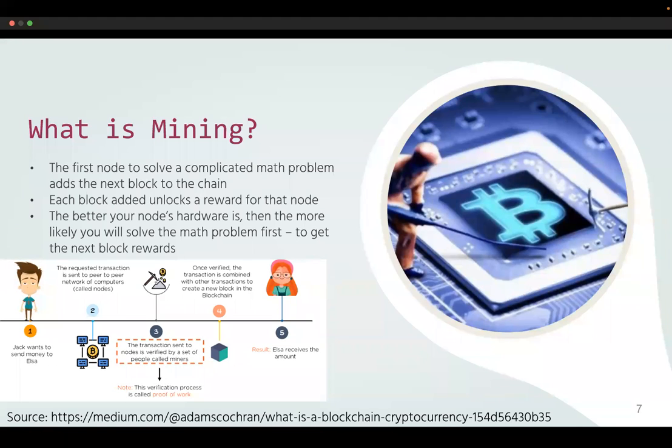The first one to prove that they have grouped together a set of transactions to form a block successfully ends up being accepted by the blockchain as the next block. And the problem then continues with the next set of transactions. The better the miner's hardware, the more likely it'll be they'll solve that math problem first.